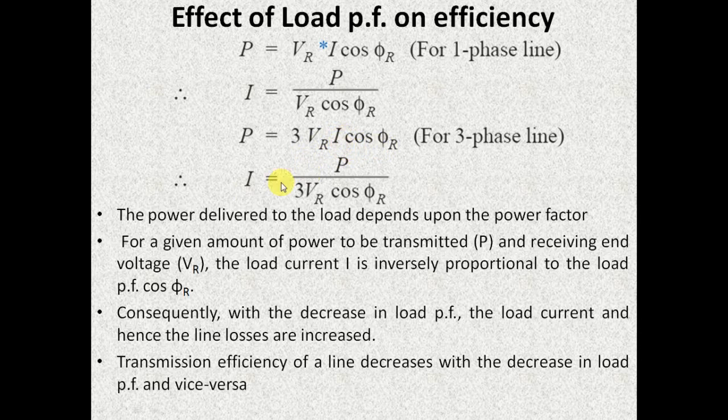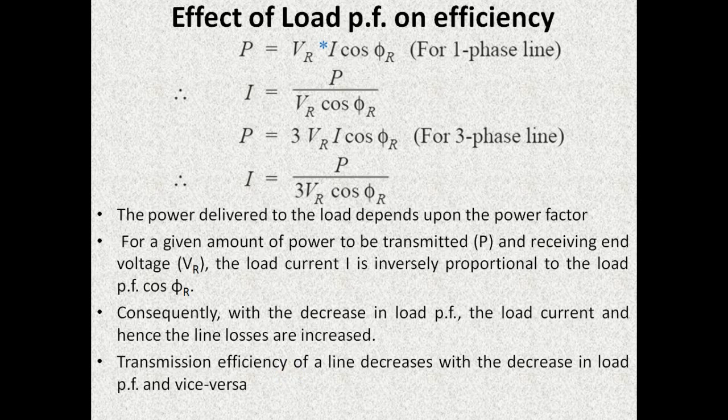From here, the relation for current is written as P by 3 VR cos phi R. So if you are trying to reduce the value of power factor in this relation, definitely the value of current will be large. This large value of current will result in large value of copper loss, that is I square R losses. Since when we are attempting to reduce the value of this power factor, as the value of current is getting increased, definitely the values of copper loss also gets increased. Since the losses are more, definitely the transmission efficiency will be reduced.